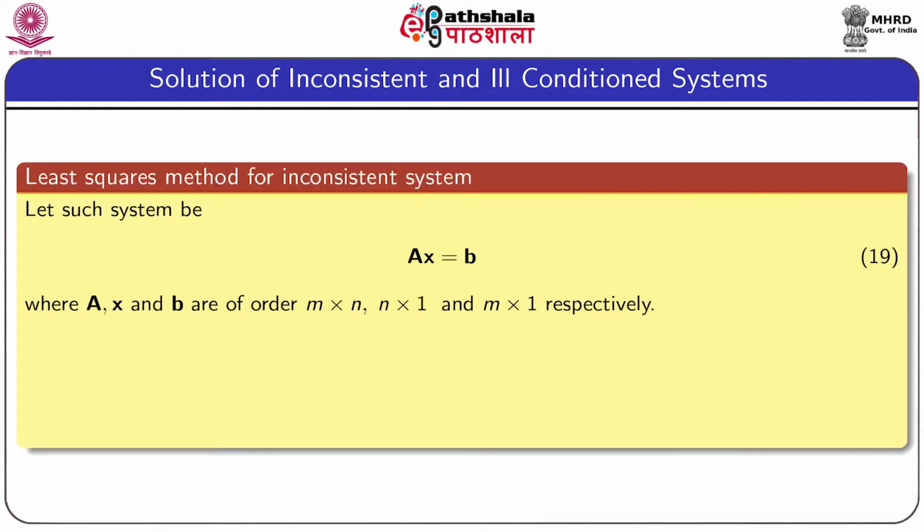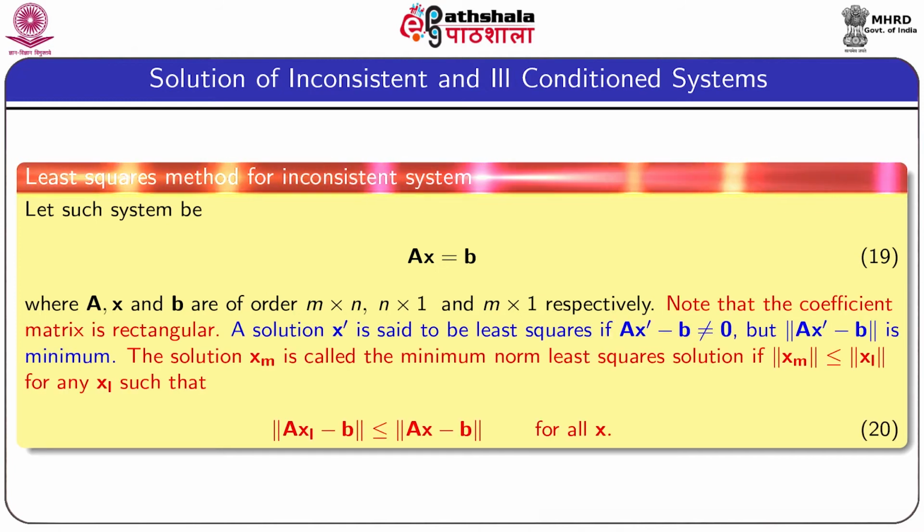The least square method can be used to solve a system of an inconsistent set of equations. Let such a system be Ax equal to b, where A is a matrix of order m by n, and x and b are vectors of order n by 1 and m by 1 respectively. Note that the coefficient matrix is rectangular, so we can determine the Moore-Penrose inverse of this matrix.